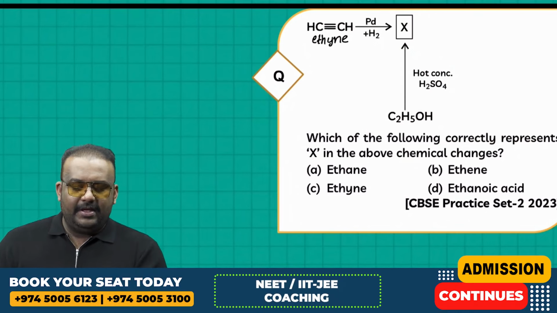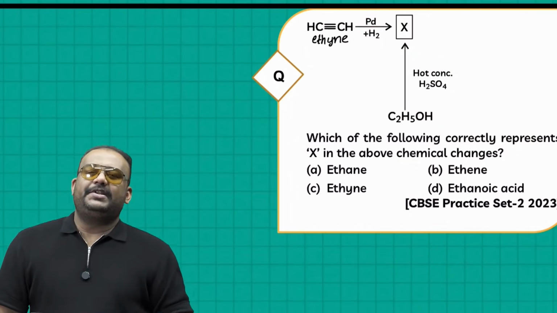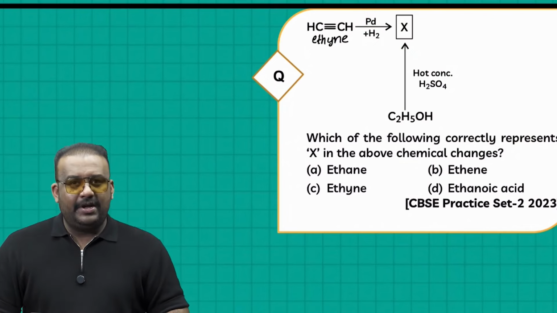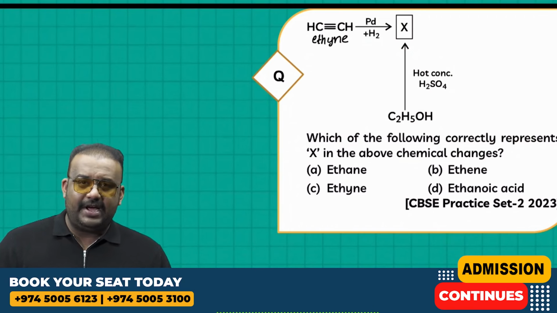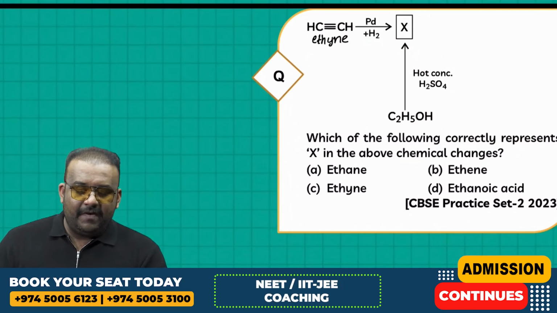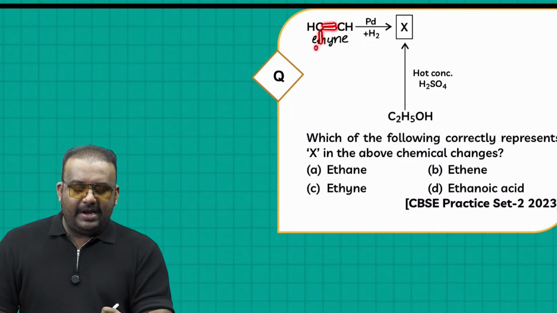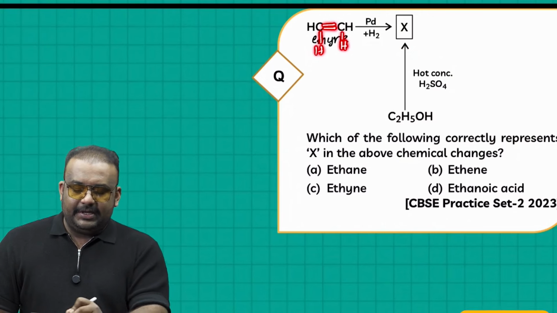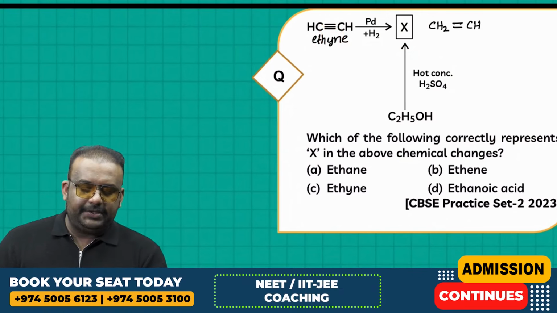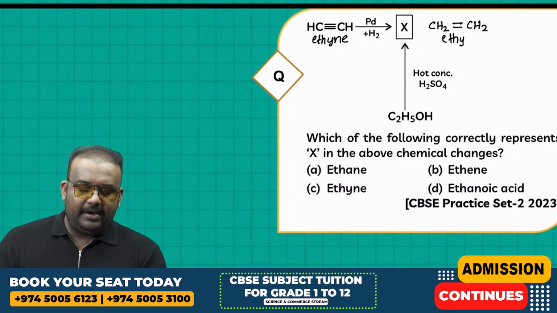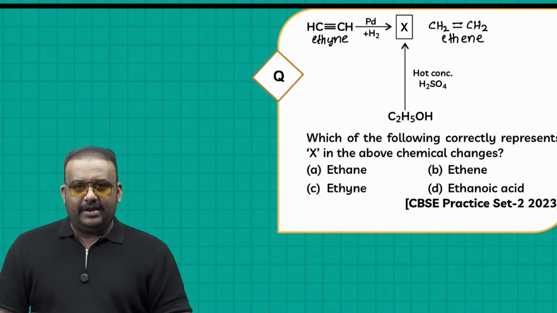Ethyne is an alkyne. So if you add hydrogen in presence of palladium, this reaction is called hydrogenation or catalytic hydrogenation. It is an example of an addition reaction. What do you mean by addition reaction? One bond in the triple bond will break, and hydrogen will add across it. So what do I get here? I get CH2 double bond CH2, and that's going to be ethene. It's an alkene, correct?